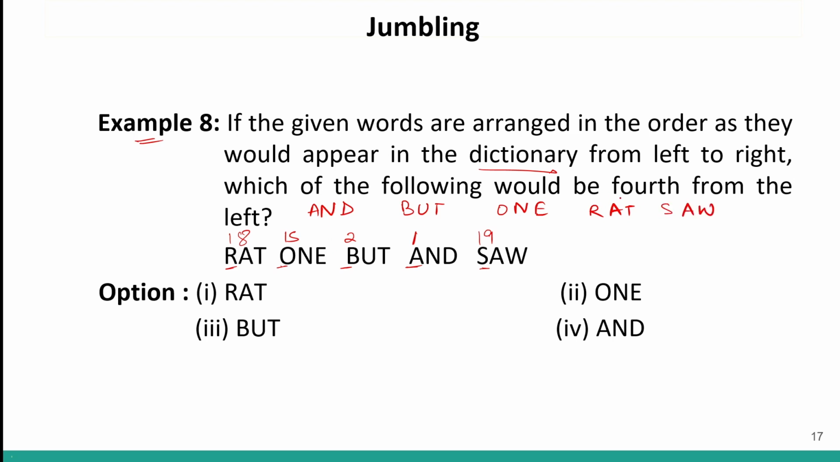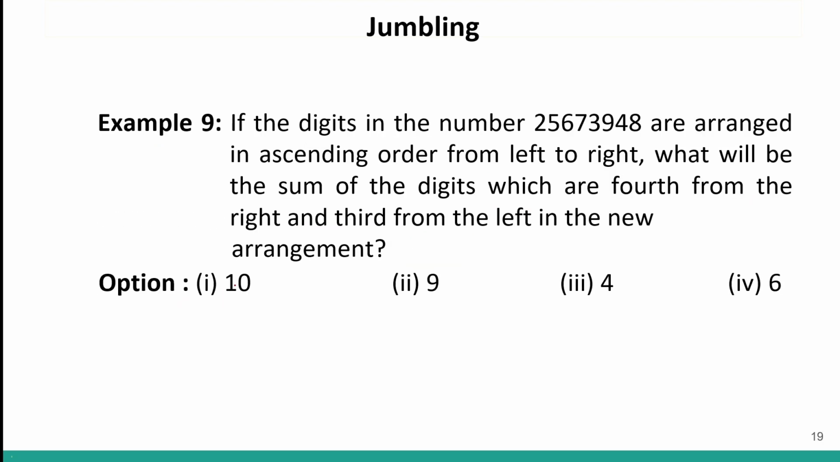We have to find out which will be the fourth from the left. So left means we'll start from here like this. Fourth will be 1, 2, 3 and fourth. At the fourth position we have rat. So our answer will be option number 1, rat. Clear? Let us move on to the next question.